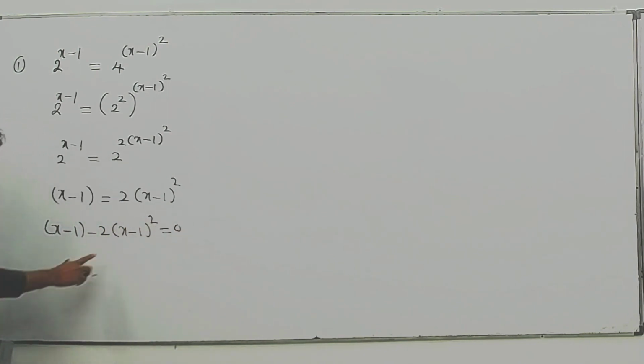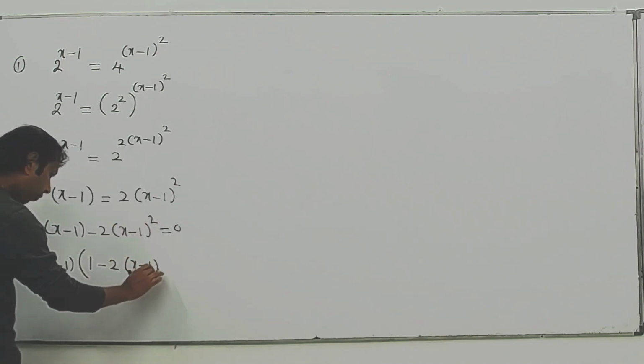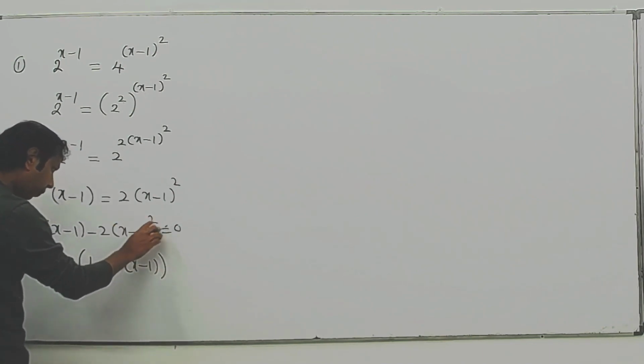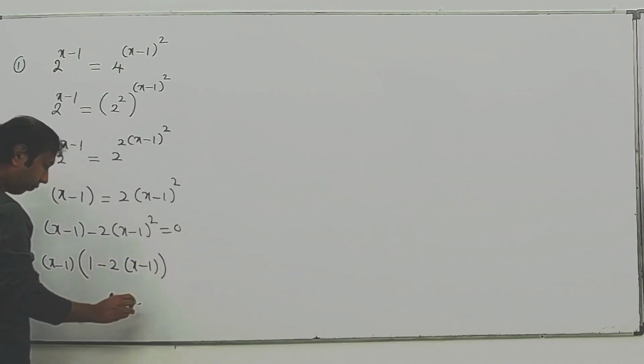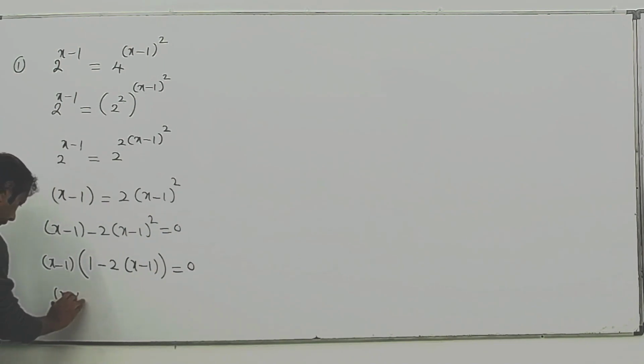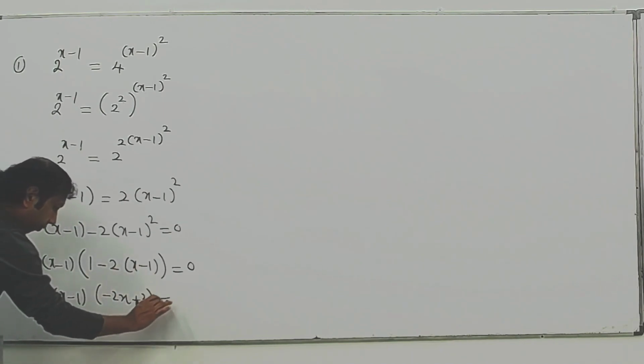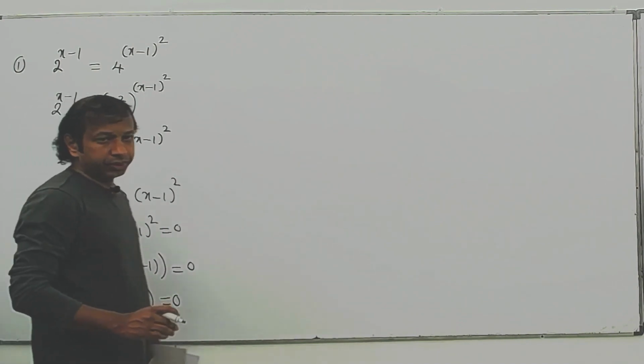Now take this x minus 1 out as a common factor. Then here will be 1 minus 2 times (x minus 1) squared, that means x minus 1 into x minus 1. Now here, x minus 1, here we get minus 2x plus 2 plus 1, that is 3, equals 0, right?